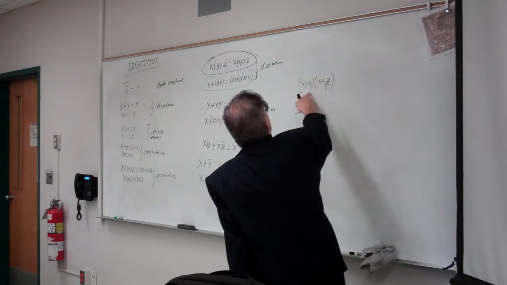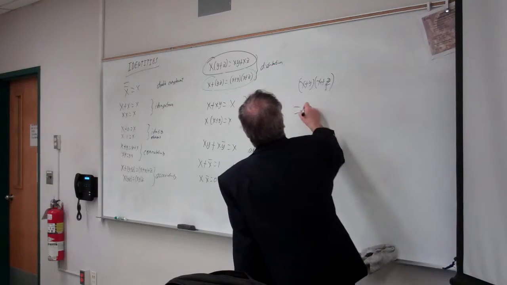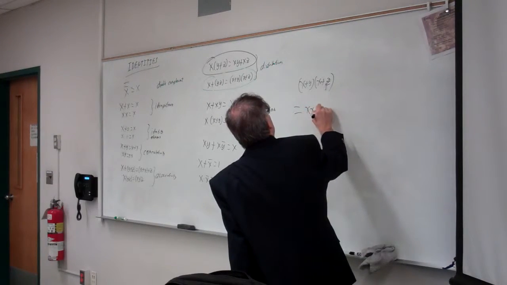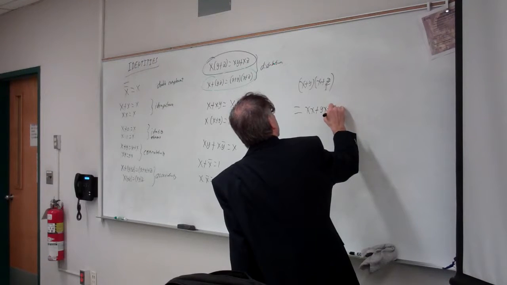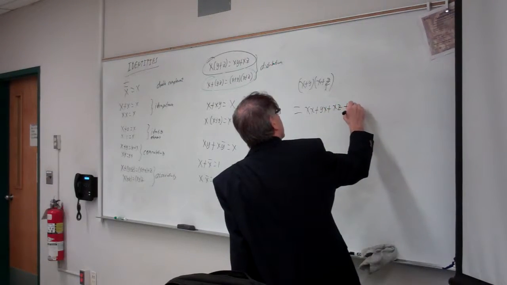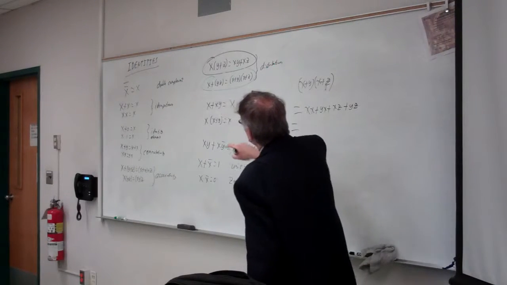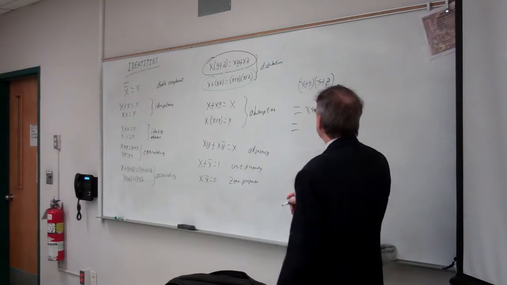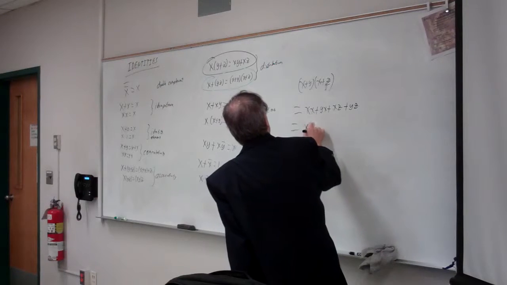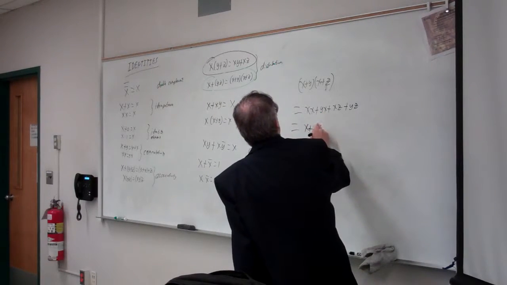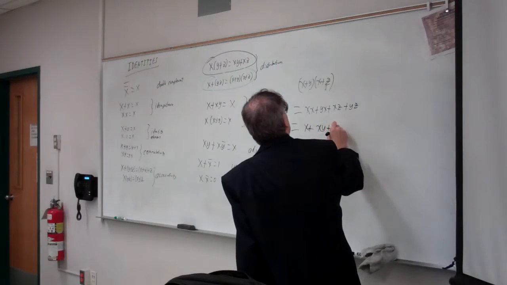But if we go ahead and we distribute, which is all that FOIL is doing, we get this. And we know that x ANDed with x is just x, that's idempotence. And we know yx is the same as xy, that's commutivity.